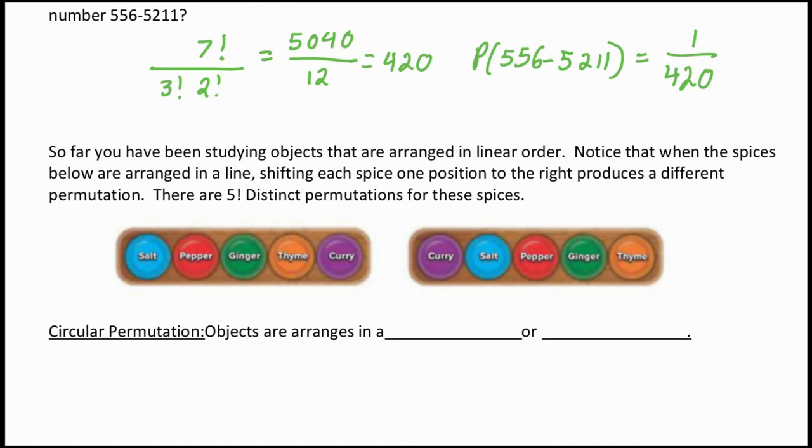So far, you've been studying objects that are arranged in a linear order. Notice that when the spices below are arranged in a line, shifting each spice one position to the right produces a different permutation. So there are 5 factorial distinct permutations. We understand that moving things over is going to create a different lineup. Now, we can also have what's called a circular permutation, which is objects that are arranged in a circle or a loop.